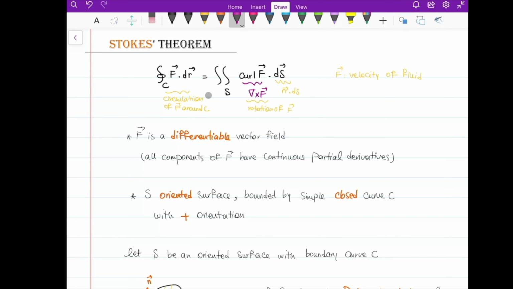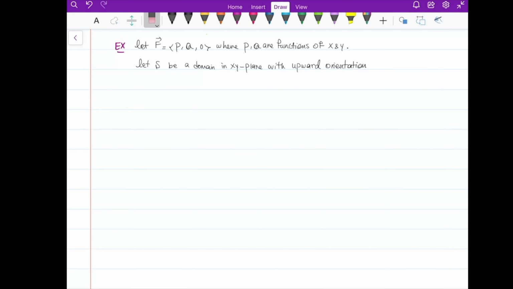Let's look at one example. The example is this: let F be (P, Q, 0), where P and Q are functions of x and y, and let S be a domain in the xy plane with upward orientation. Let me graph S first. So x-axis, y-axis, and then z-axis. Okay, so I have a surface S in the xy plane with the boundary curve C. The orientation of S is given as upward orientation.